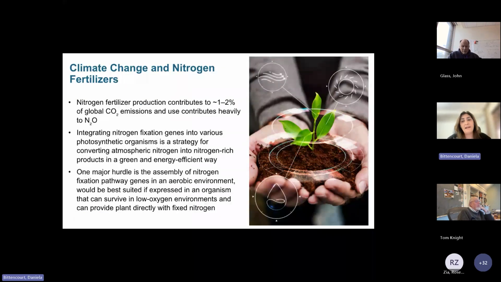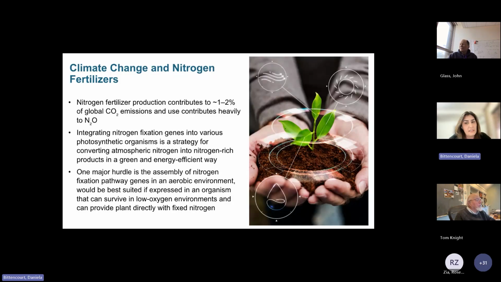So, well, climate change, I think, is undeniable. We are already living its consequences. And one of the major contributors is agriculture, especially through nitrogen fertilizers. So producing these fertilizers accounts for about 1 to 2% of global CO2 emissions. And their use releases nitrous oxide, which is a potent greenhouse gas and also a driver of ozone layer destruction.